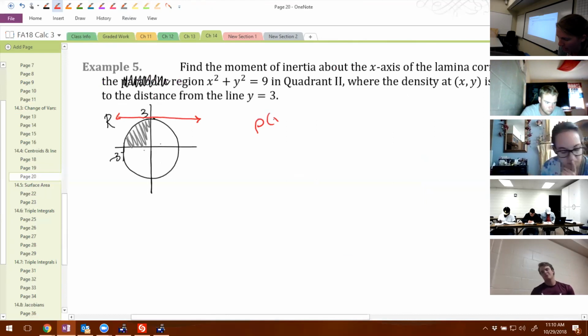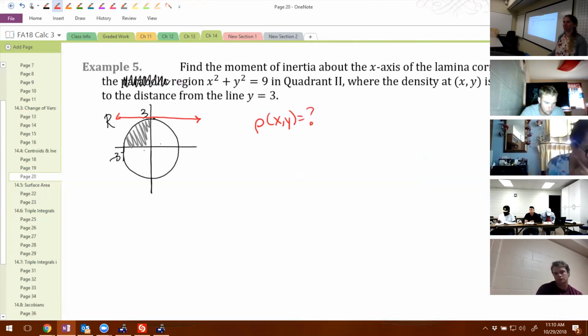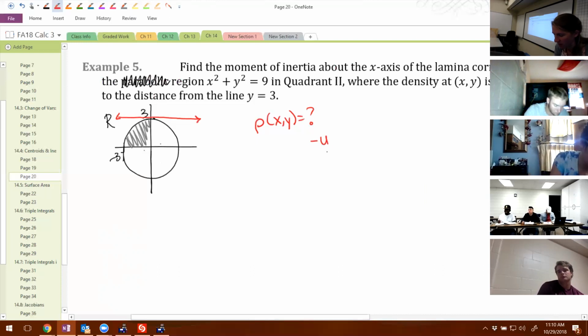So how can we use that to write our density function? So it's from the origin of the line. You want to go down, so it'd be negative y plus 3. You could do it that way for sure. Okay. Almost. Yep. If you don't like adding negatives, you can write it as 3 minus y, and that would be all right also.